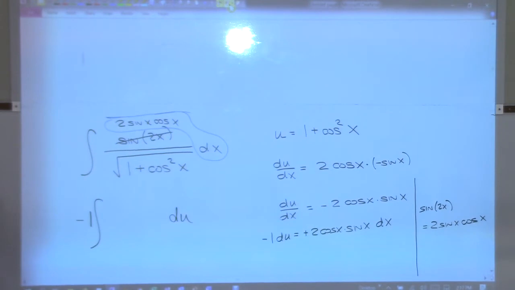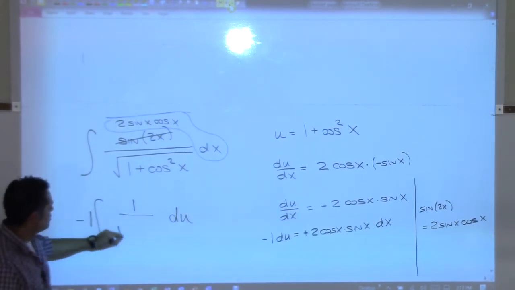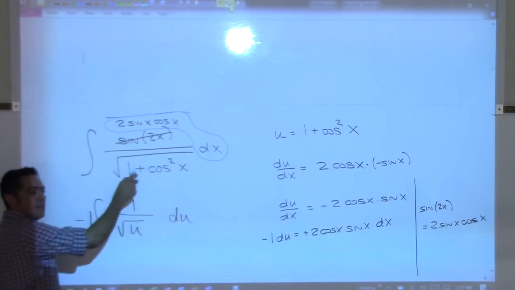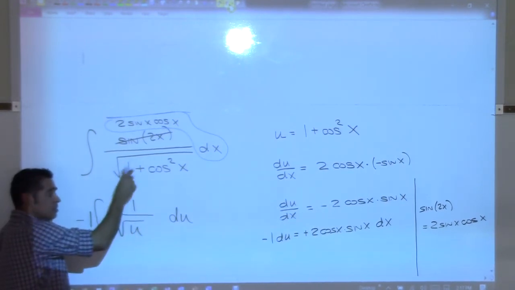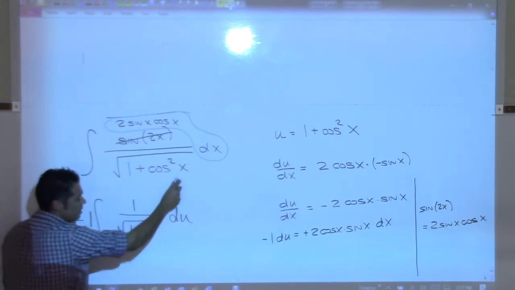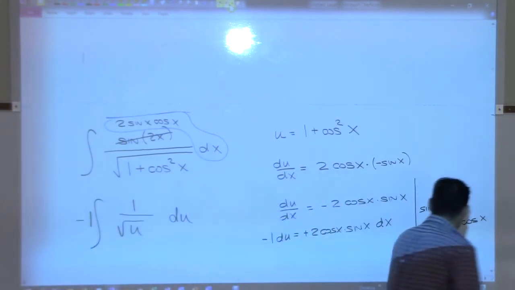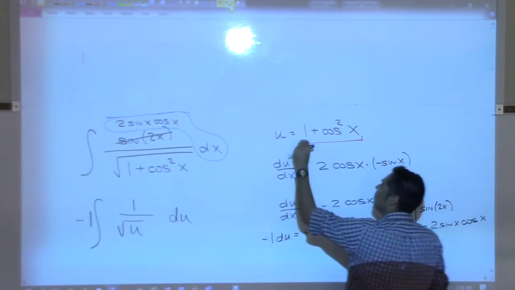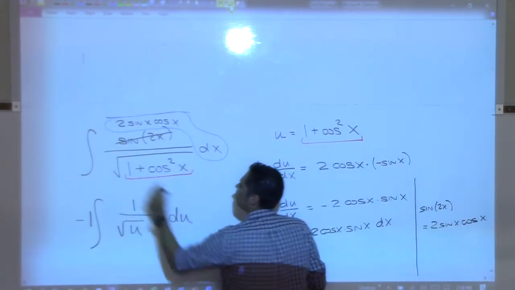Okay. Then it's going to be 1 over the square root of u. We're going to see that. Remember, this is in the denominator, right? And it's under a root, so you got to do 1 over it. And then the u is that thing right there, right? And that's what we did the substitution of. This right here is that piece right there.